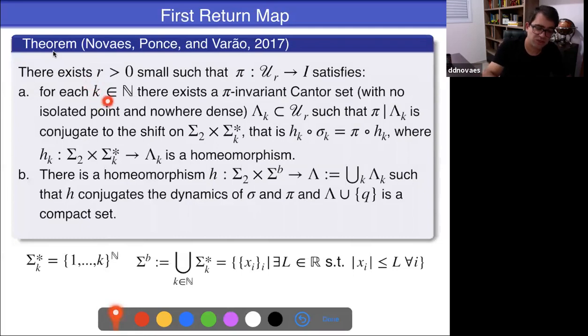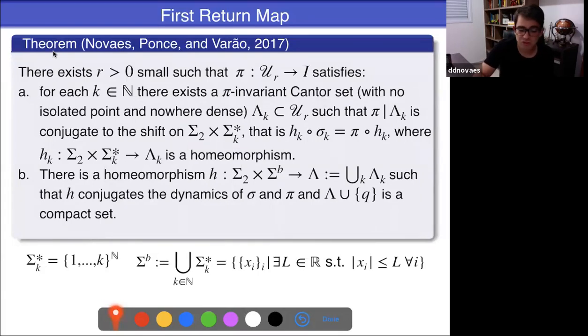for each natural k, we can find an invariant set for the first return map, a p-invariant compact set, Lambda k, such that the first return map restricted to this invariant set is conjugated to a Bernoulli shift in this symbolic space. This is a symbolic space with finite symbols.